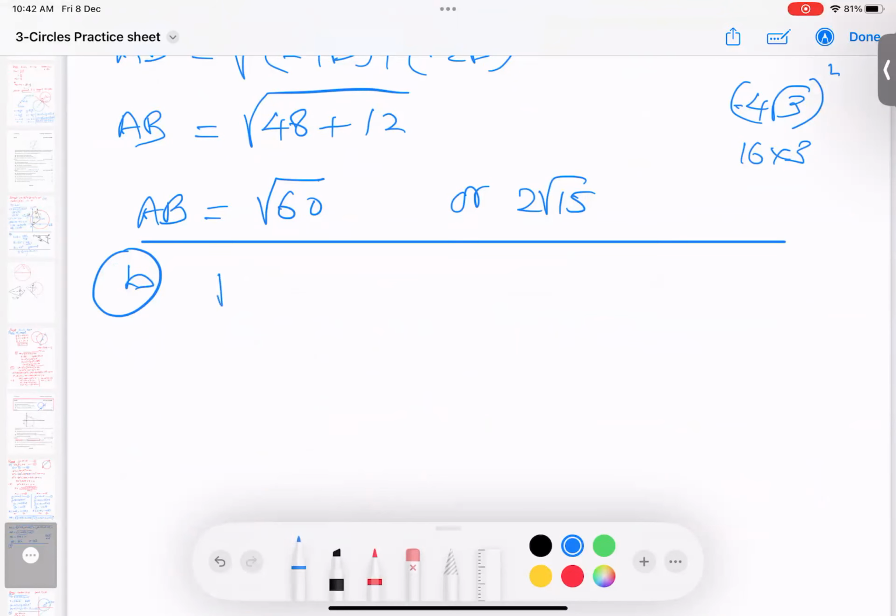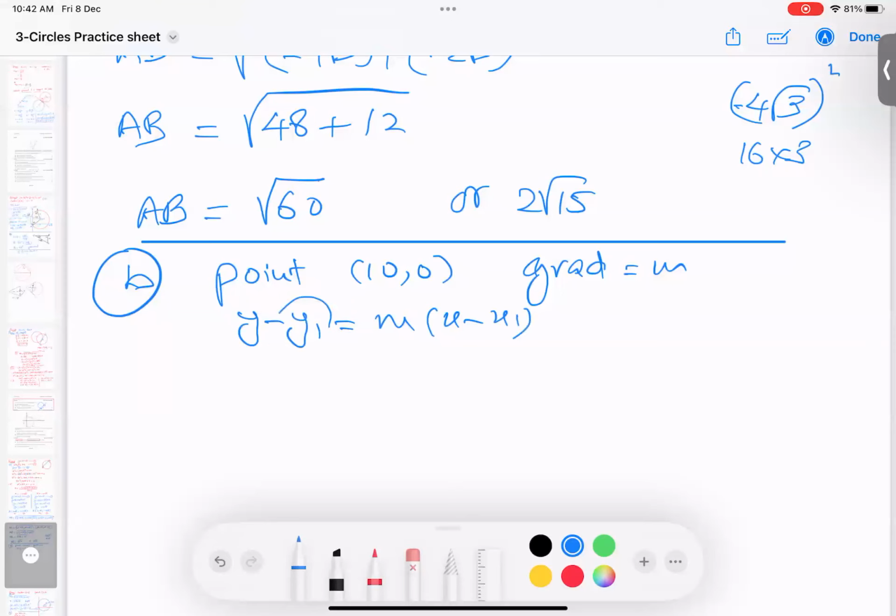So what is the point? The point is 10, 0. And what is the gradient, students? The gradient is very clear, it is equal to M. I can do a long way, or okay, what is the formula we use mostly? Y minus Y1 equals M times X minus X1. So in the place of Y1, I put 0. In the place of X1, I put 10. In the place of M, I put M. So there's no change. So Y minus 0 equals M times X minus 10. So when expanded, Y equals MX minus 10M.